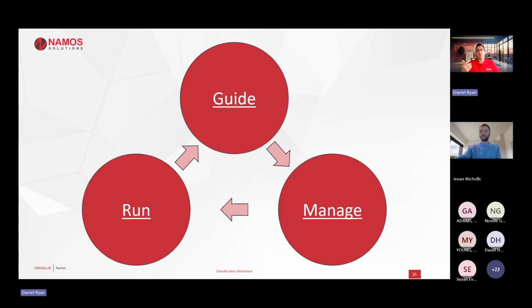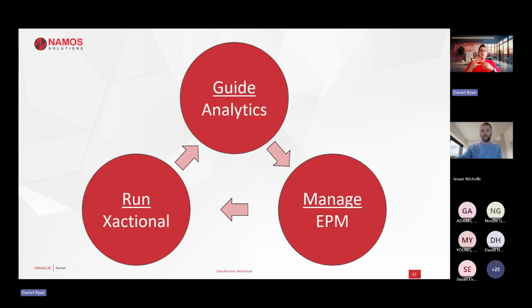You might start off with guiding the business, setting your strategy, then managing, finding out how you're going to get there, actually executing that strategy, and going through that constant cycle of running the reports. From a guide the business perspective, you've got analytics. On managing the business, you've got enterprise performance management. And for running the business, you've got the transactional screens within Oracle Cloud and the transactional reports as well.